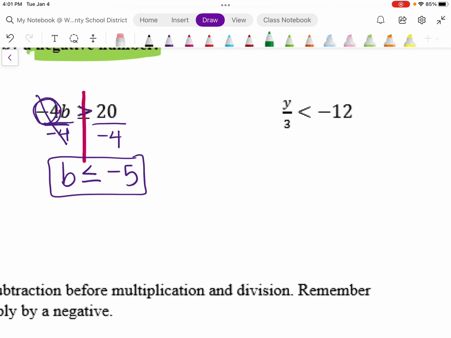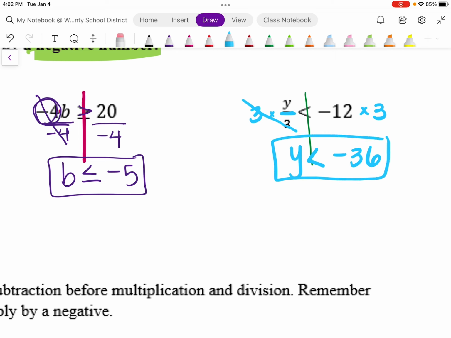Next one. We have a division. This is a fraction, which means division. The opposite of division is multiplication. So we're going to multiply this side by 3, and we're going to multiply this side by 3. These cancel. Now you multiplied, but the 3 is not negative, so no need to flip it. Keep it the same. And then -12 times 3 is -36. So that's one-step inequality. We just did one thing to solve for that variable.